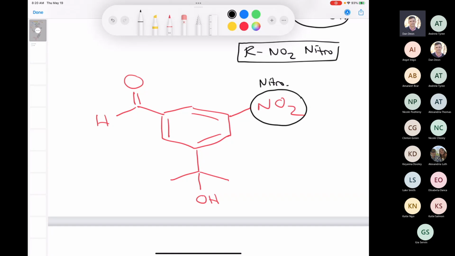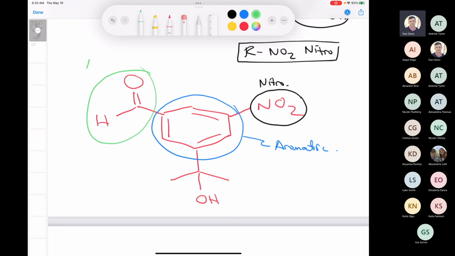There's one, that big 6-membered ring that alternates double, single, double, single. Yeah, that would be an aromatic ring. Absolutely. So we have an aromatic ring right here when we have a 6-membered ring that alternates. So this is aromatic. And then we have an aldehyde right here. So this is an aldehyde. And there's one more.